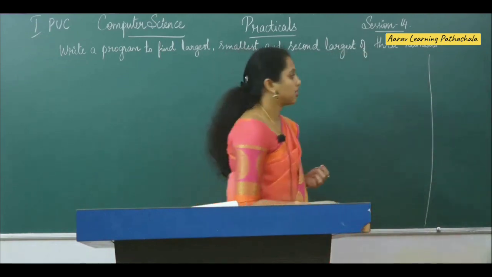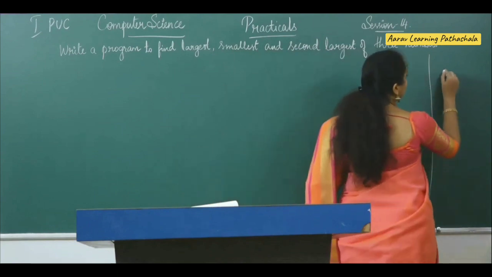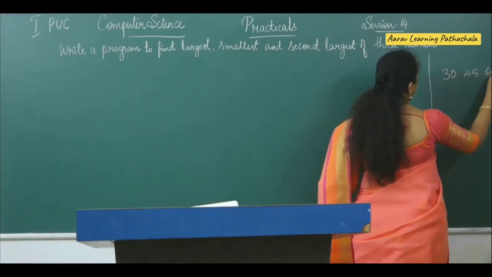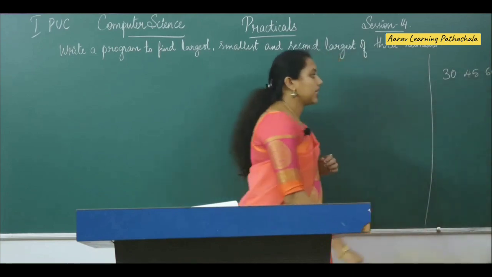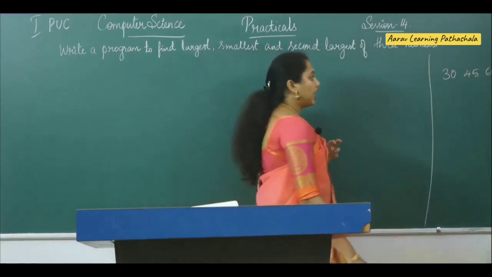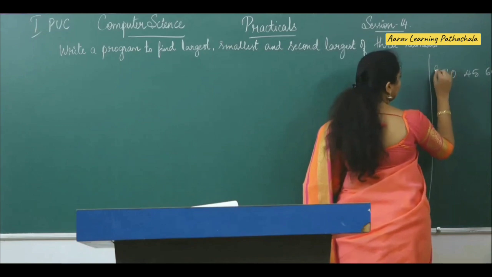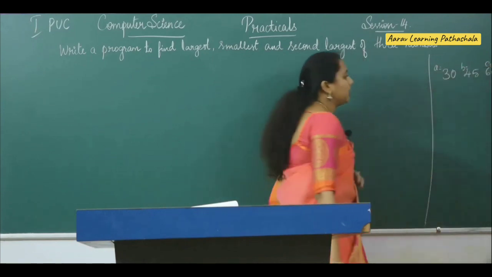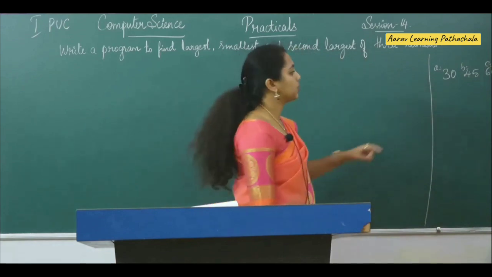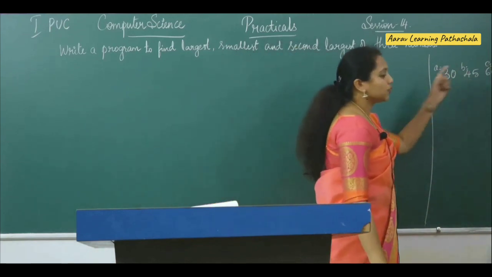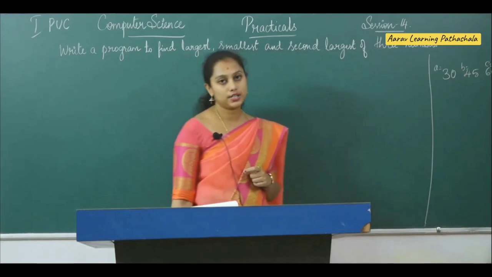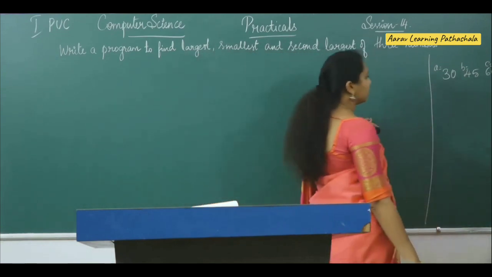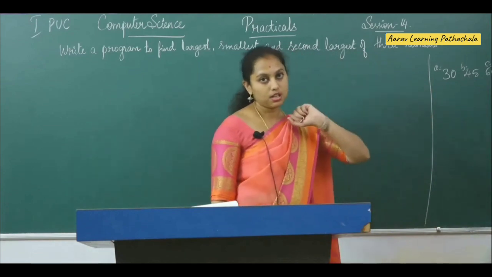how to perform this. So consider three numbers 30, 45 and 60. So these are the three numbers. I am going to store this in variables A, B and C respectively. So A contains value 30, B contains value 45 and C contains value 60. So how to find the largest of these numbers?